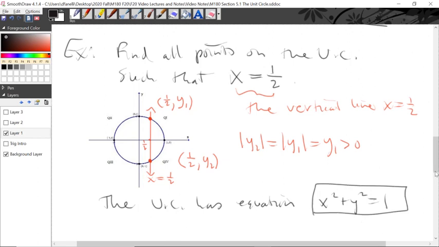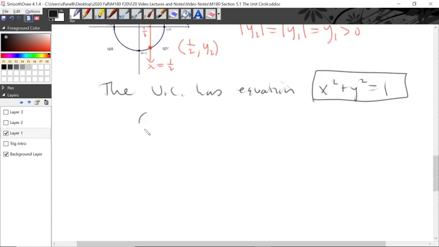Now, why does that have to be the case from our previous discussion in the course of circles? Remember that the standard form equation of any circle is (x minus h) squared plus (y minus k) squared is equal to r squared. That's a direct result of the Pythagorean theorem and the distance formula, the distance between 2 points.